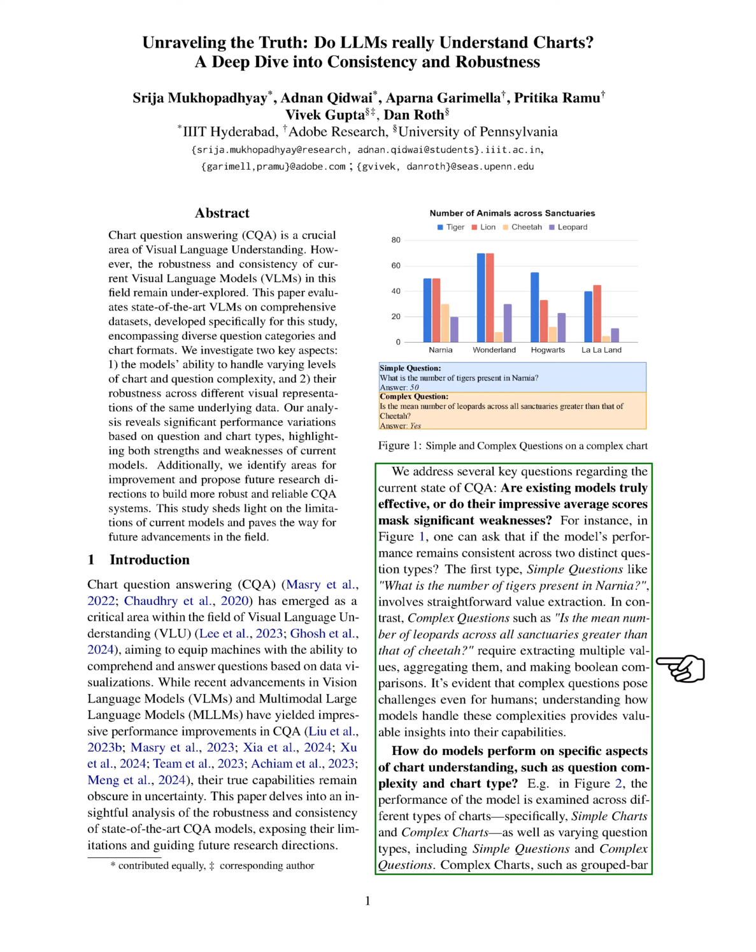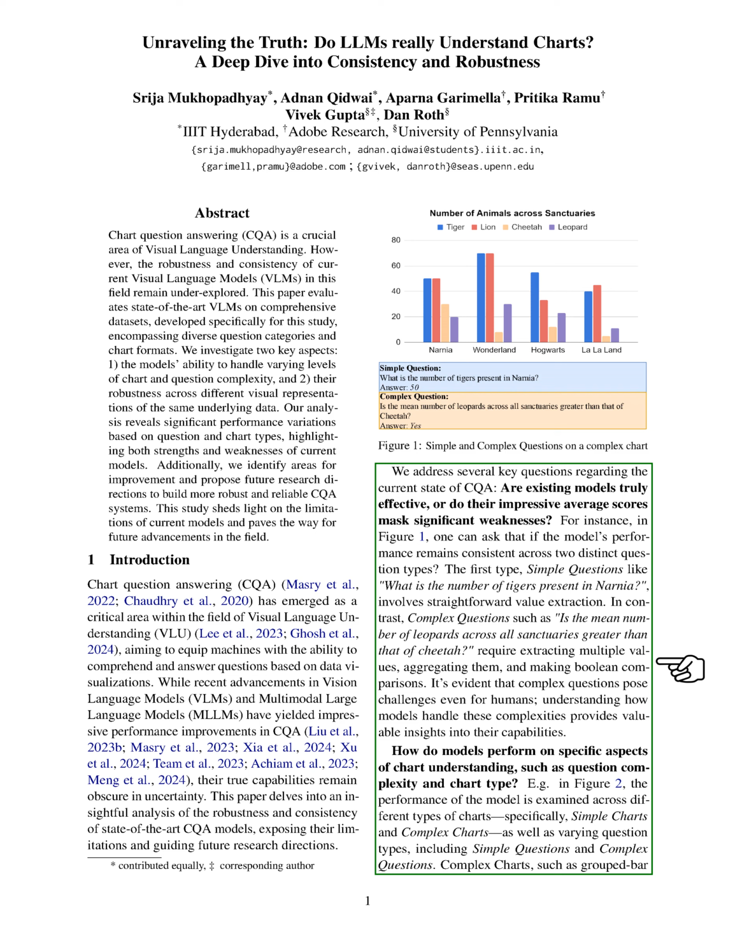We tackle key questions about the current state of CQA. Are existing models genuinely effective, or do their high average scores hide significant weaknesses? We investigate if models perform consistently across different types of questions. Simple questions involve extracting straightforward values, while complex questions require extracting multiple values, aggregating them, and making comparisons. Understanding how models handle these complexities gives us valuable insights into their capabilities.